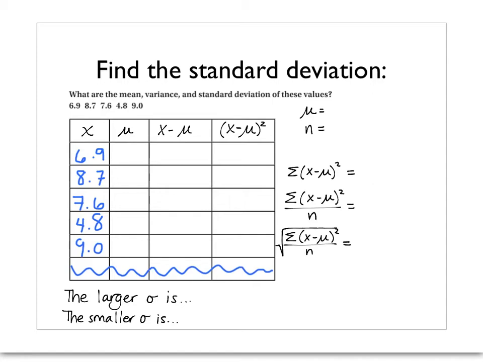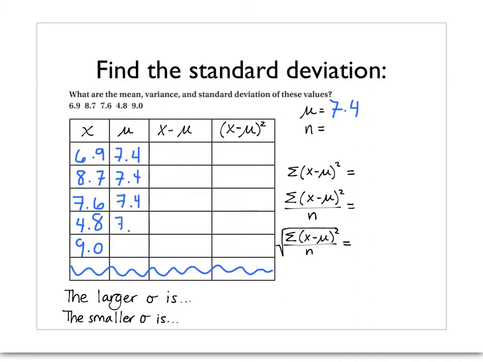I have 6.9 plus 8.7 plus 7.6 plus 4.8 plus 9.0. And that comes out to a total of 37, divided by 5. The mean is 7.4. Okay, so when I add them all up and divide, I end up with a mean of 7.4. So the next thing I have to do is go ahead and find the difference between each of those values and the mean.